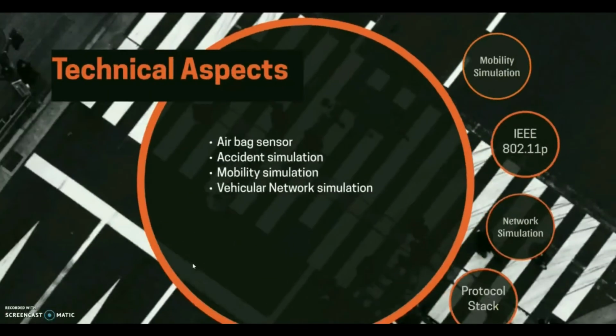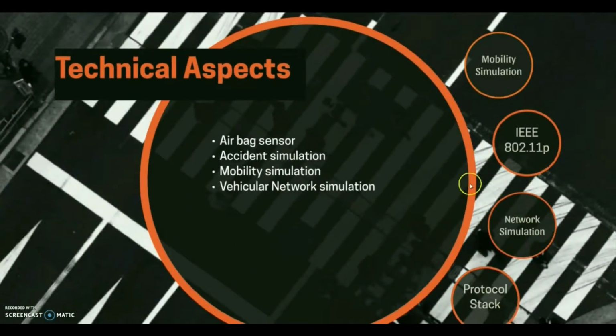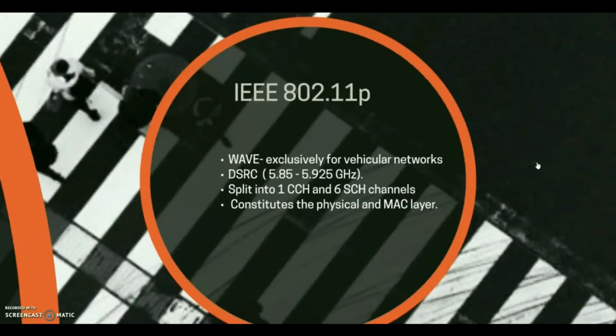Before we look into the network simulation, let's see what kind of network is implemented in this project and its technical features. Wi-Fi P is an amendment to the IEEE 802.11 standard to include wireless access in vehicular environments, abbreviated as WAVE. These amendments mean that Wi-Fi P supports intelligent transport systems. This standard uses dedicated short-range communication and its transmission range falls between 5.85 to 5.925 GHz. This is further split into 7 channels.